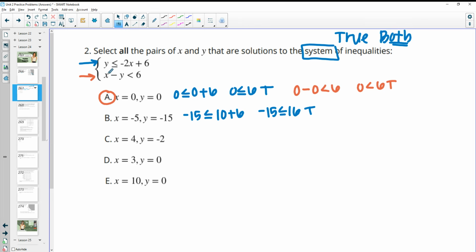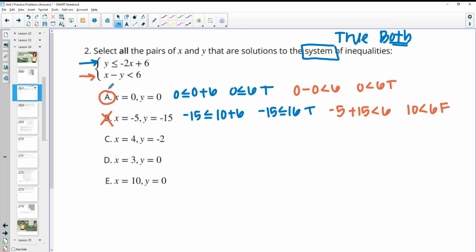So we'll move to the next equation. So we're plugging negative 5 in for x. So negative 5 minus negative 15. So that's going to be plus 15. Is that less than 6? So really, is 10 less than 6? And that is false. So B is not a solution.